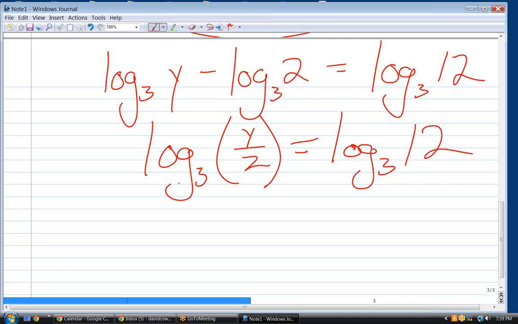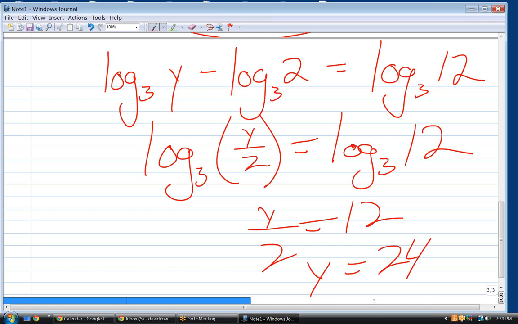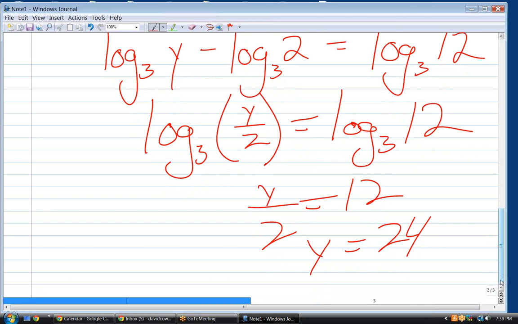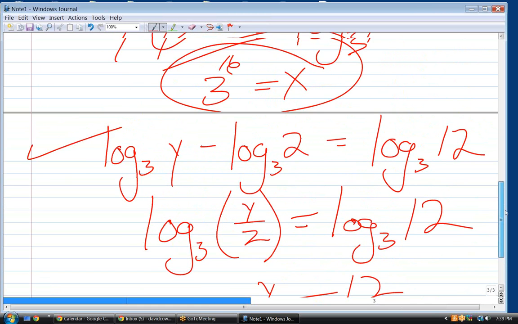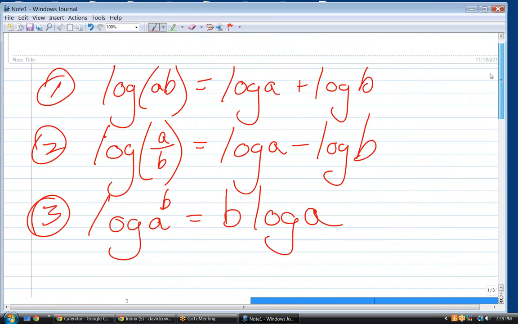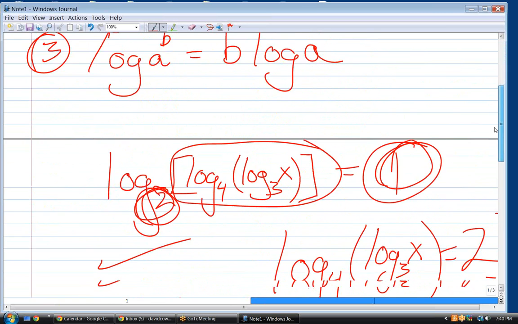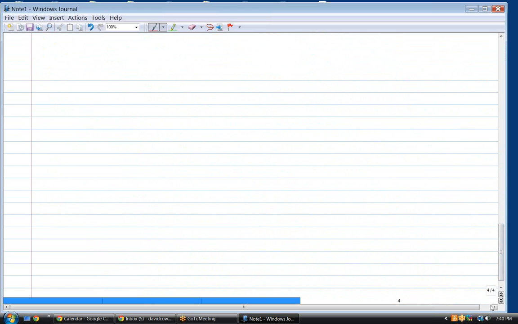And again, if the log of one thing equals the log of another, if they're the same base, then the arguments are equal. So y over 2 equals 12, y equals 24. Most log equations like this, you're going to have to use one of these 3 rules. You're going to have to either expand or condense. Usually it's condensing one side, compressing it. Okay.